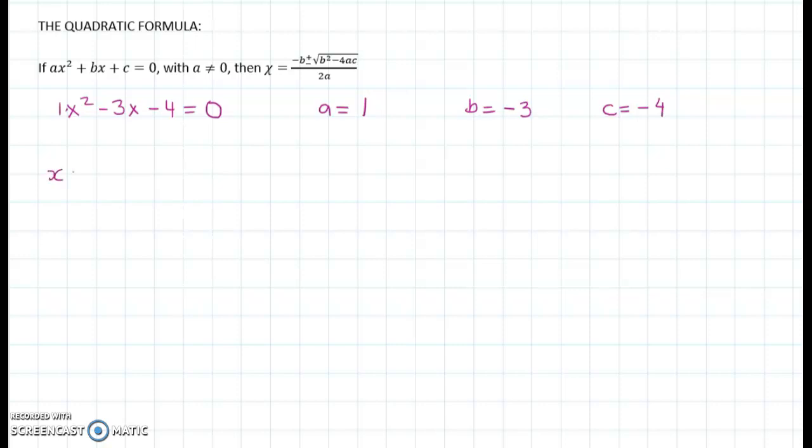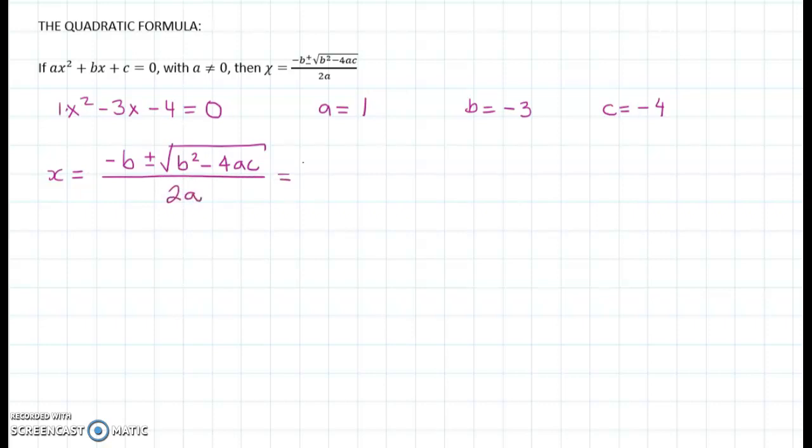So let's write again what we are going to do. We are going to find negative b plus or minus and then square root b squared minus 4 times a times c. And all of this has to be divided by 2 times a.